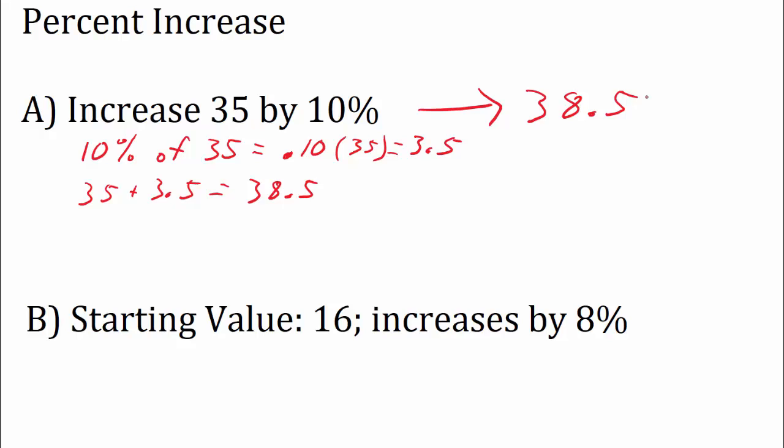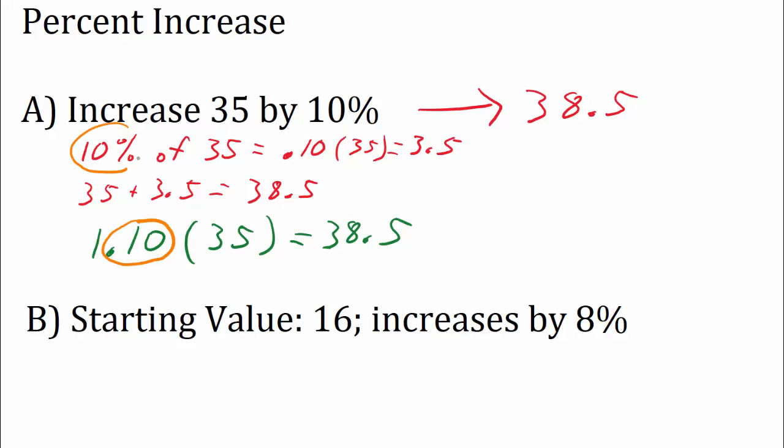Now there's a shorter way we can do that. Instead of finding 10% and then adding that to what we started with, we can just multiply by 1.10. The 0.10 represents the 10% increase. The 1 is the 35 that we started with. So we want the whole thing plus 10% more.